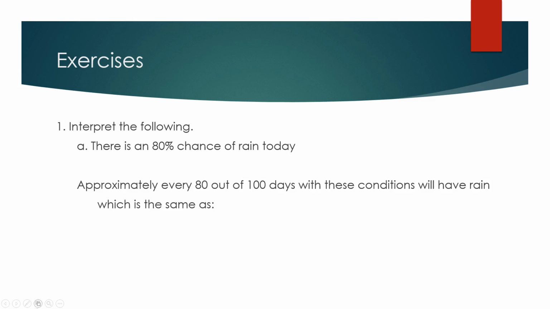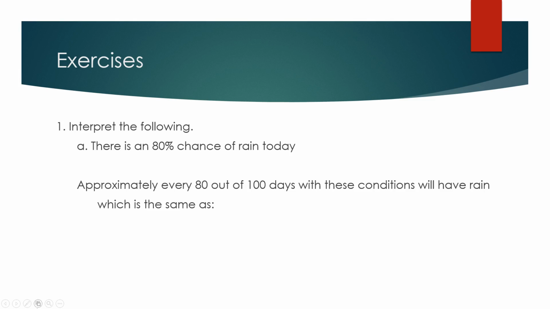So there's an 80% chance of rain today. The way that we would interpret this is that approximately 80 out of every 100 days with these conditions will have rain. People usually give the weather people a lot of flack, but it's really difficult to predict the weather because there are so many variables, so many things that change over time. Honestly, with what I know about weather, which really isn't too much, I'm pretty impressed that they can predict it with the accuracy that they do.